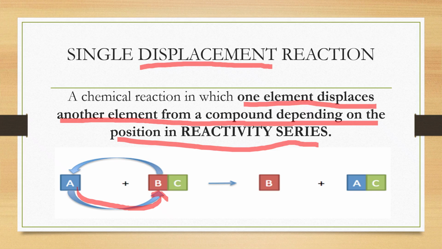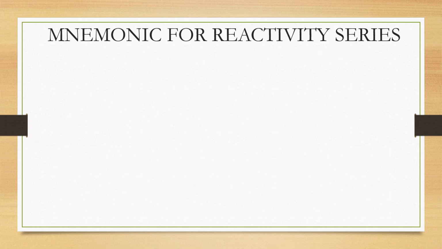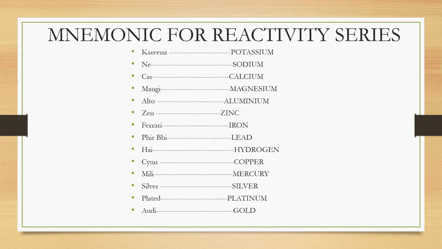Now one question arises, what is reactivity series? Okay, so we will be discussing what is reactivity series and how the positions are changing, like top of the series or bottom of the series. The reactivity series is written in front of you: the very first element is potassium, then sodium, calcium, magnesium, aluminium, zinc, iron, lead, hydrogen, copper, mercury, silver, platinum, and gold.